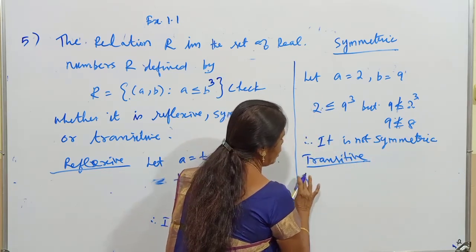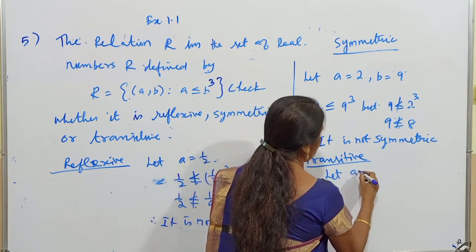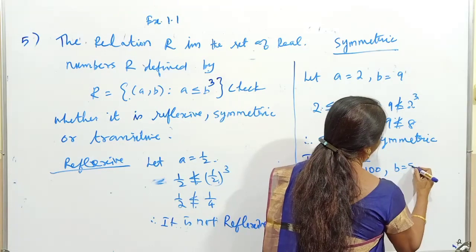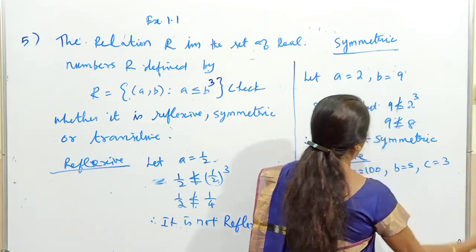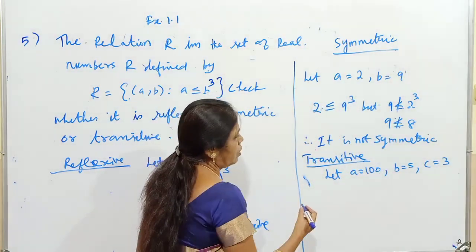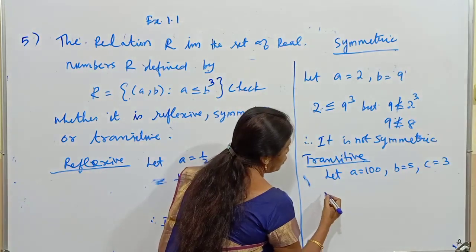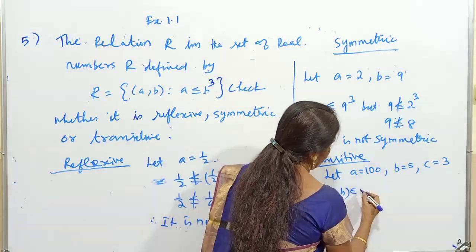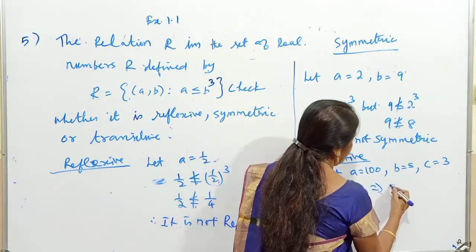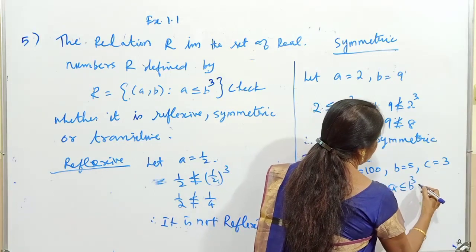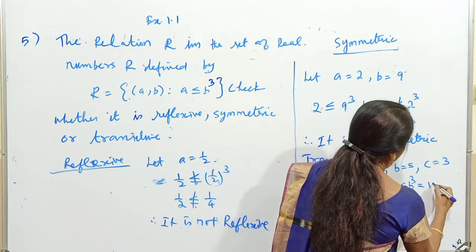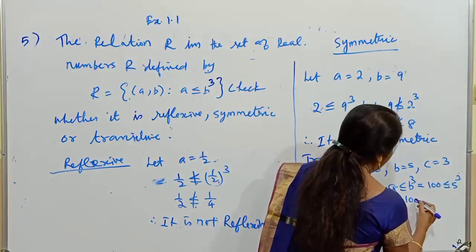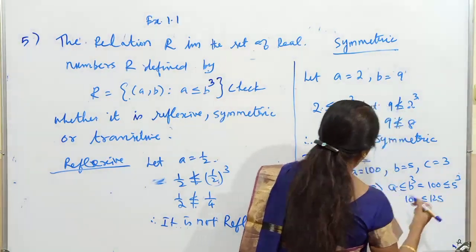Let a equal 100, b equal 5 and c equal 3 or 2, anything. Now we are going to check. Suppose a, b belongs to R implies a is less than or equal to b cube. As you know, 100 is less than or equal to 5 cube, so 100 is less than or equal to 125.